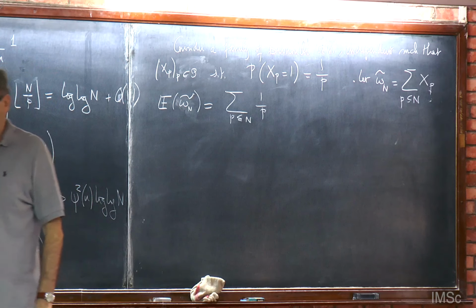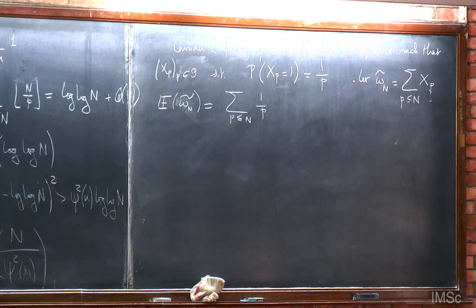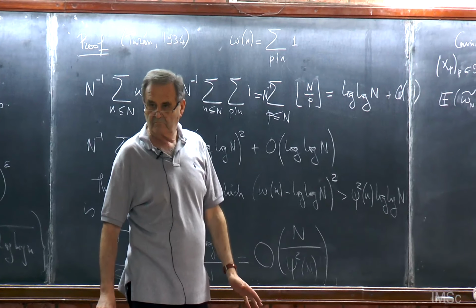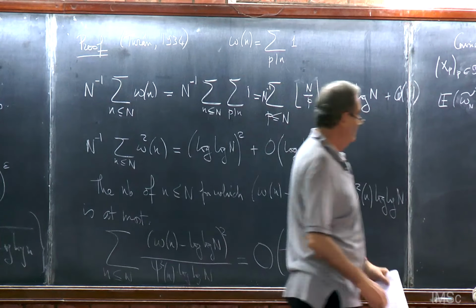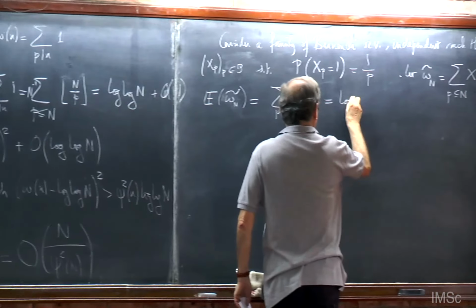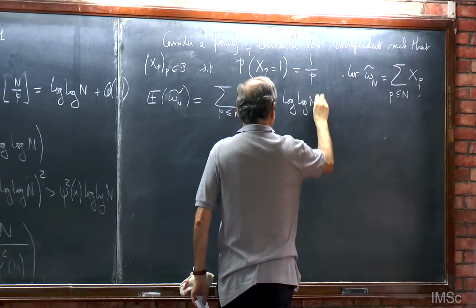Okay? Good. So here you need some number theory to know that this is indeed log n plus big O of 1. But this way we give the complete proof of that. We don't need something sophisticated here. So okay, we know what it is. This is log n plus big O of 1.